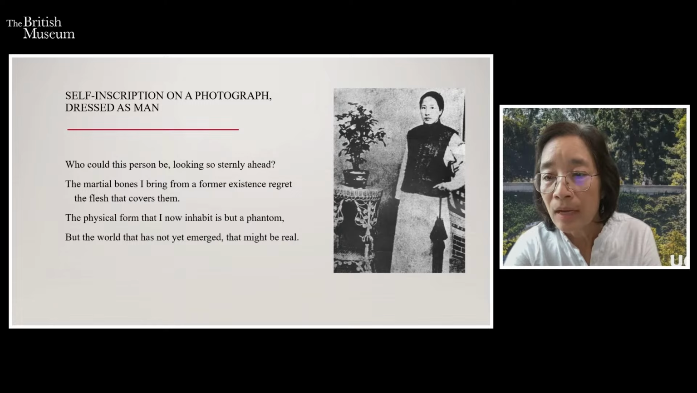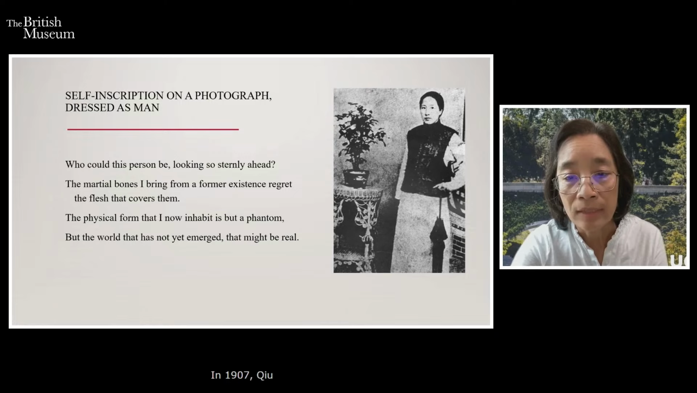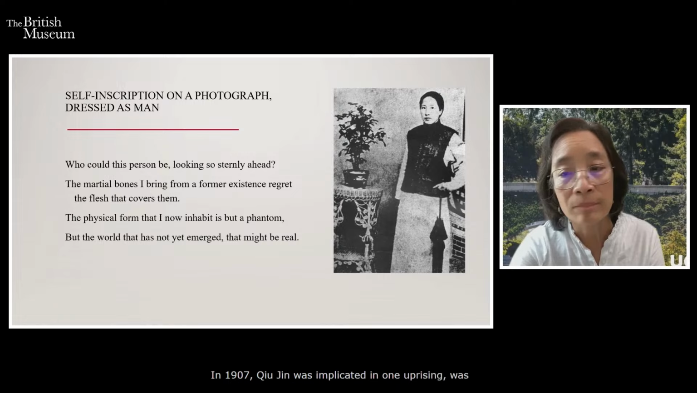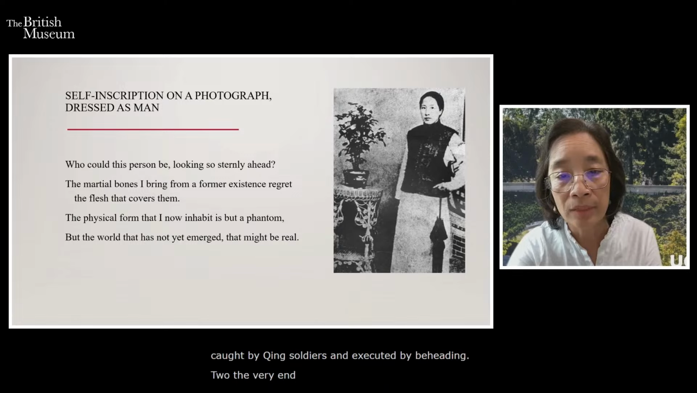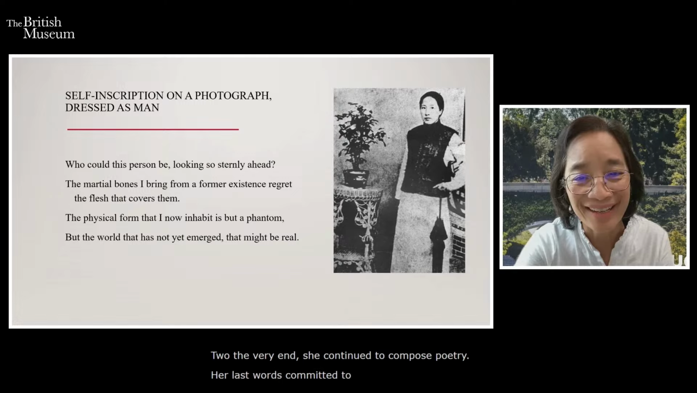In 1907, Qiu Jin was implicated in one uprising, was caught by Qing soldiers and executed by beheading. To the very end, she continued to compose poetry, her last words committed to memory by later generations. And this I checked with friends in China and in Taiwan. We all know her last words.